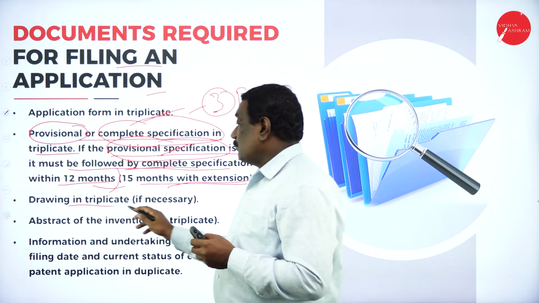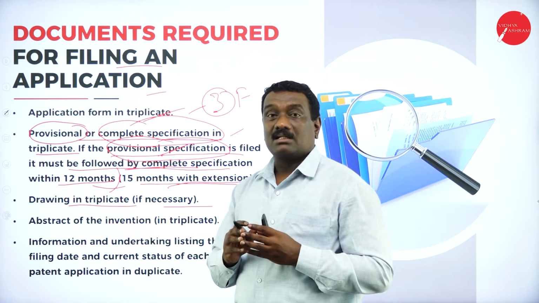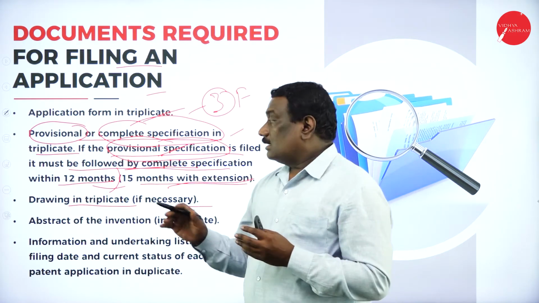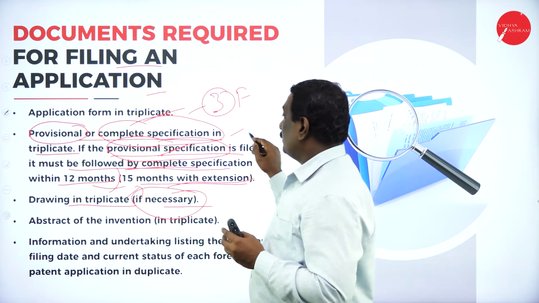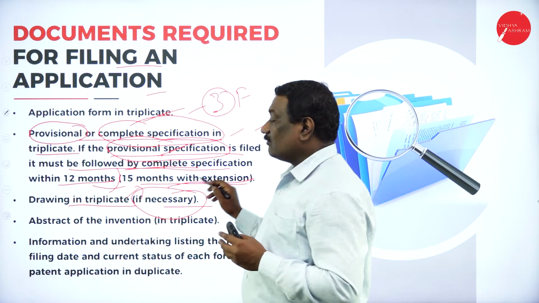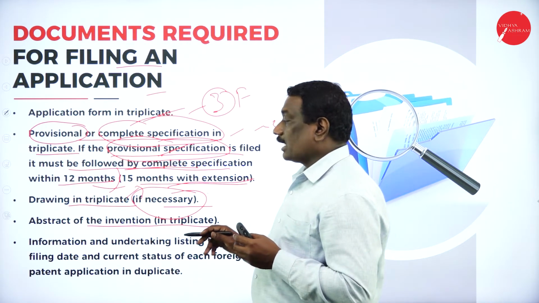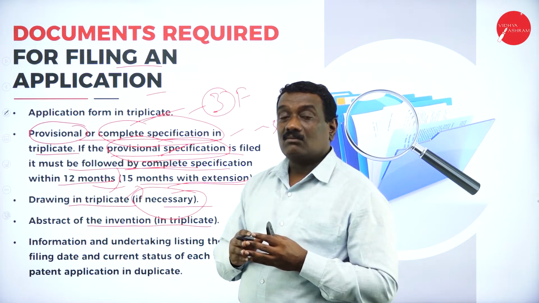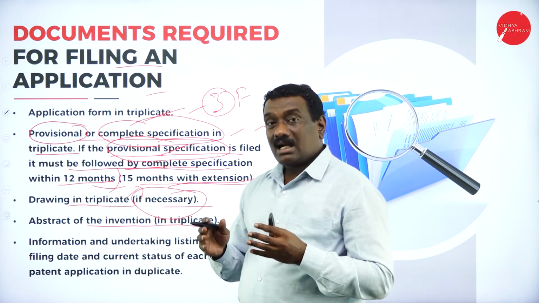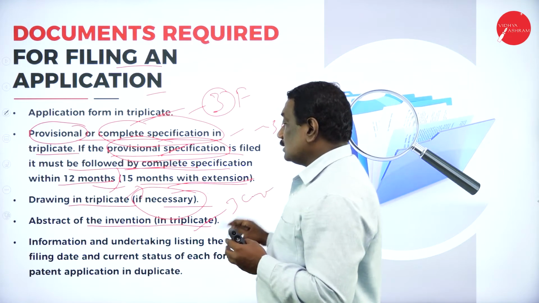Then drawing in triplicate. If there is any drawing regarding that particular subject matter or product, then that should also be given in the form of 3 copies, and only if it is necessary. Then abstract of the invention in triplicate. The abstract of invention means the important inventions you have done. So that important document has to be given in 3 copies. That is also in 3 copies.